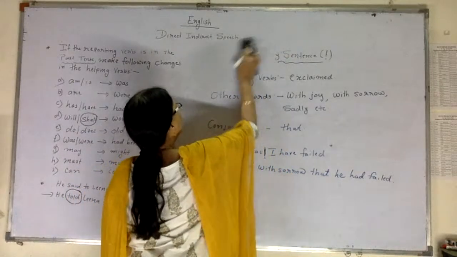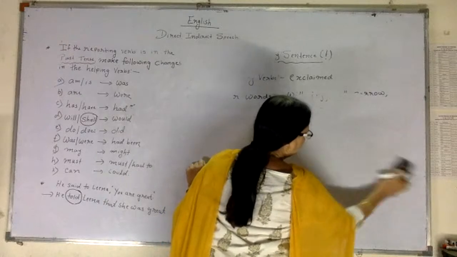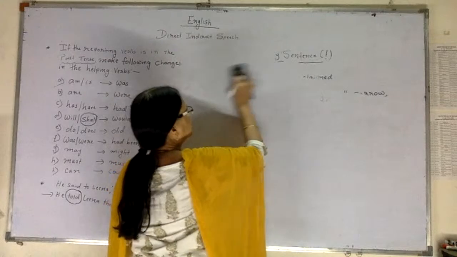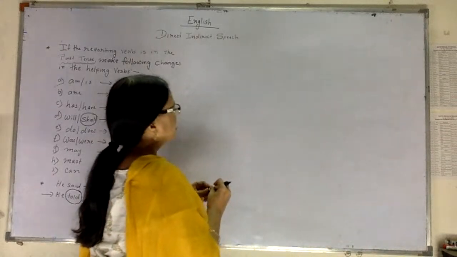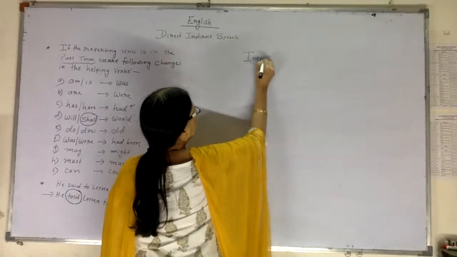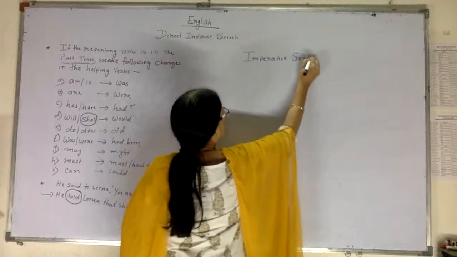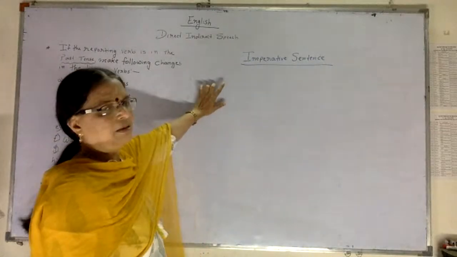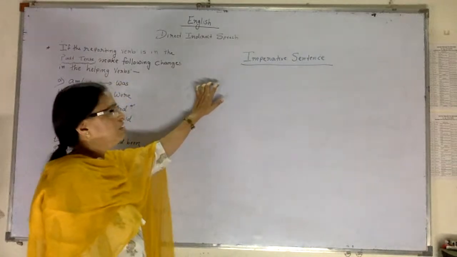Now we'll move on to the last type of sentence, the imperative sentence. What do you mean by an imperative sentence? The sentence which gives you advice, an order, or a command. This statement begins with the verb. That is called an imperative sentence. Always remember, it begins with the verb, for example: shut up, sit down, write fast. These are all imperative sentences.